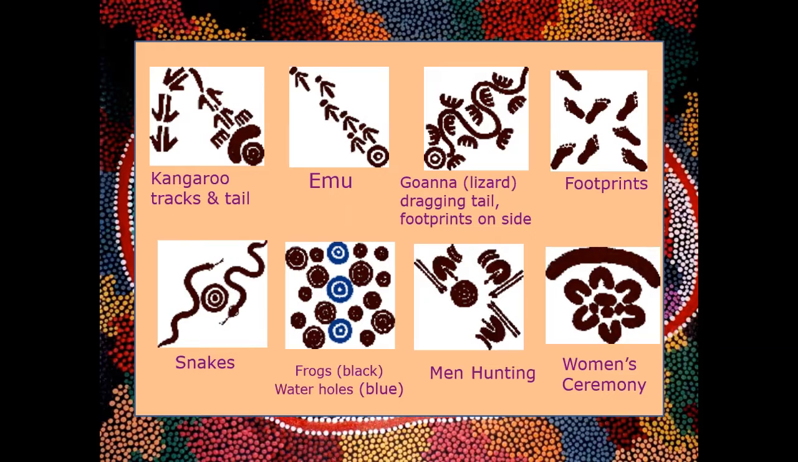So let's look at a couple more symbolisms. I like the snakes, that's like the dream serpent story with the water, or with the streams and the rivers. So that's a really cool one. The one with the frogs and the water holes was also part of the Dreamtime story. The frogs are the black circles and the water holes are the blue circles. So they're even getting into the complexity of colors meaning different things.